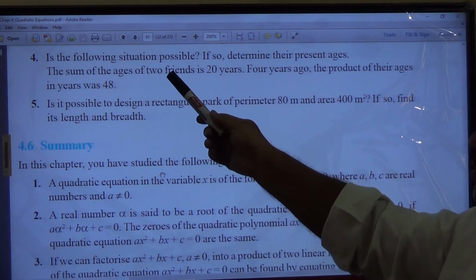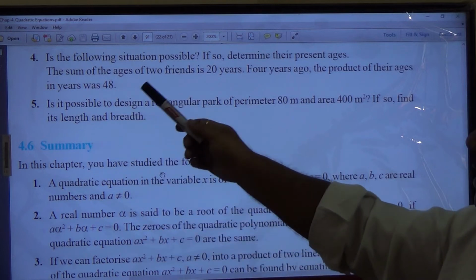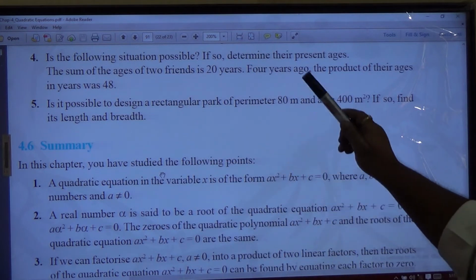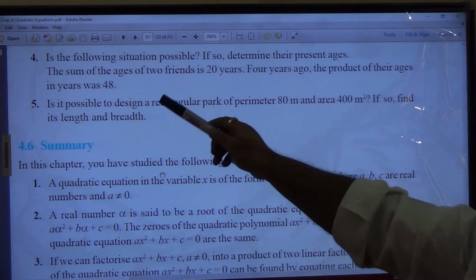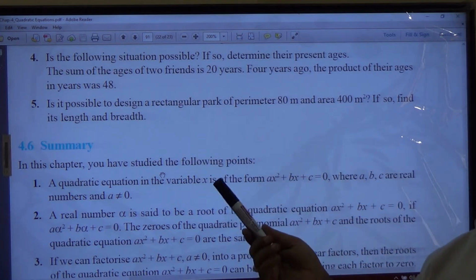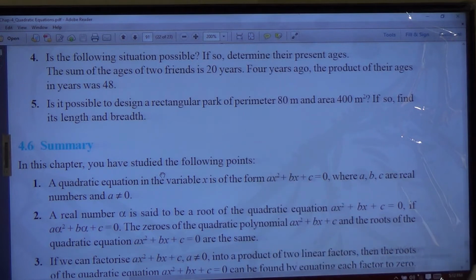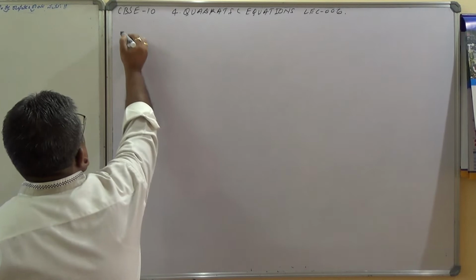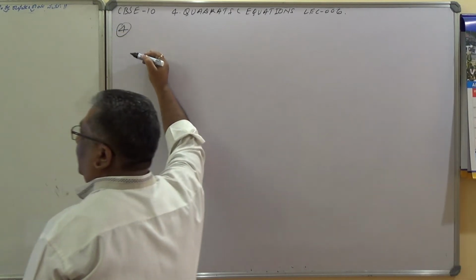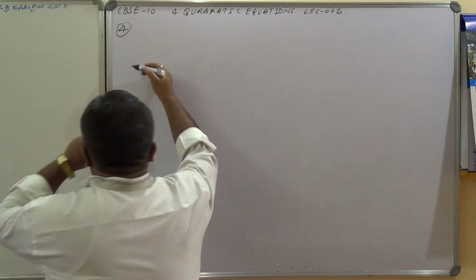the ages of the two friends be x and y. So x plus y is equal to 20, and 4 years ago the product of their ages was 48. It is possible to find out. Quite simple. Let me solve this one now. Let us start this one now. Fourth one. Is the situation possible? Sum of ages of two friends.